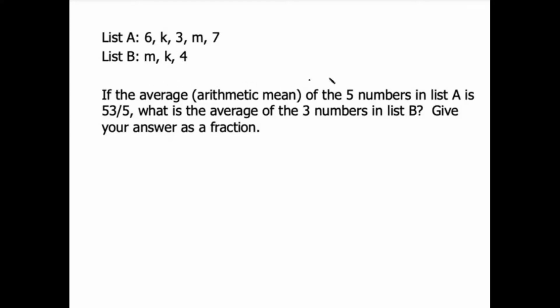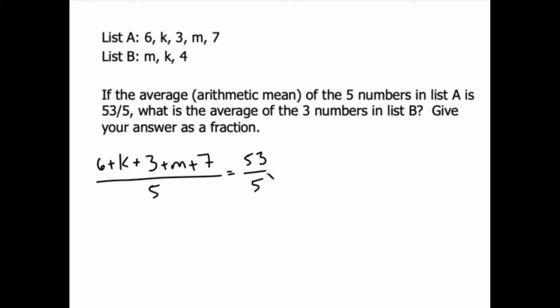So what is the average of the 5 numbers in list A? Well, that's going to be 6 plus K plus 3 plus M plus 7, all divided by 5. And we're told that this average equals 53 over 5. Well, if all this over 5 equals 53 over 5, it must be the case that all this is 53, right? We can basically just get rid of these 5s here. Multiply both sides by 5 if we want to be technical. Okay, so we can say that 6 plus K plus 3 plus M plus 7 equals 53.